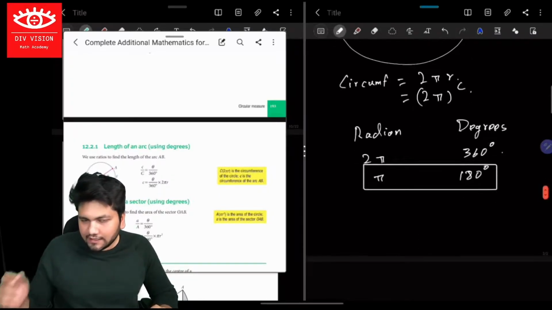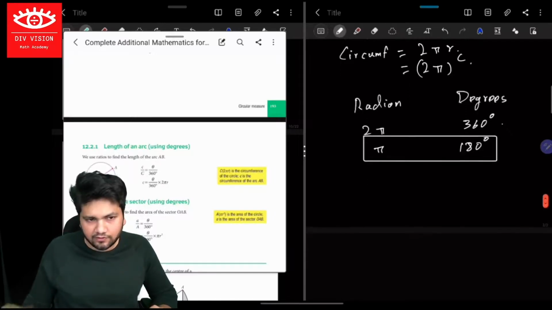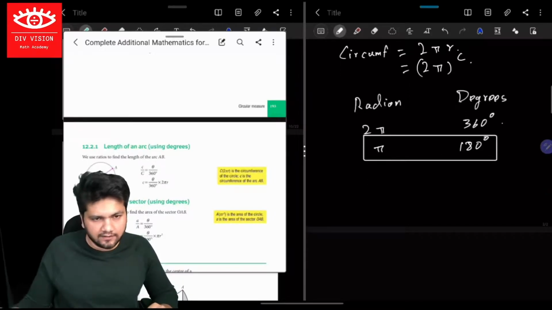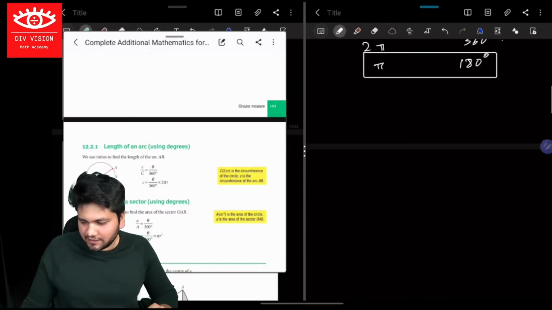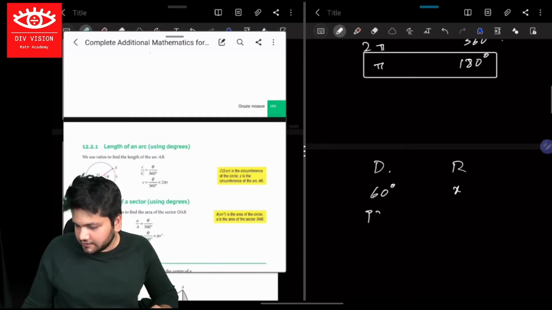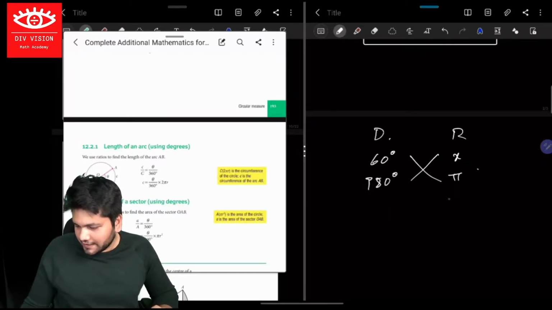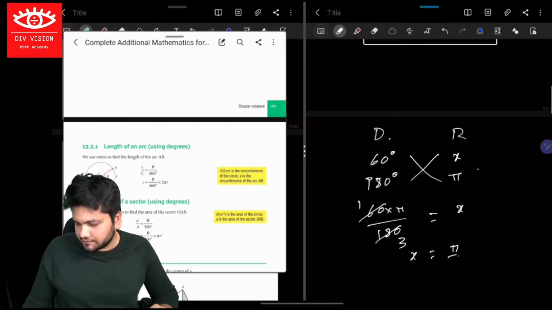Now to convert radian into degrees or degrees into radian, we'll use the fact that pi is equal to 180 degrees. Basically you can use the unitary method or any other method to find other angles as well. For example, if I want to convert 60 degrees into radians, we need to convert 60 degrees into x radians. We know that 180 degrees is nothing but pi radian. So as you can see, we will use this crossing. We'll get x equals 60 into pi by 180, or in fact x equals pi by 3 radian. That's how you will convert degrees into radians.